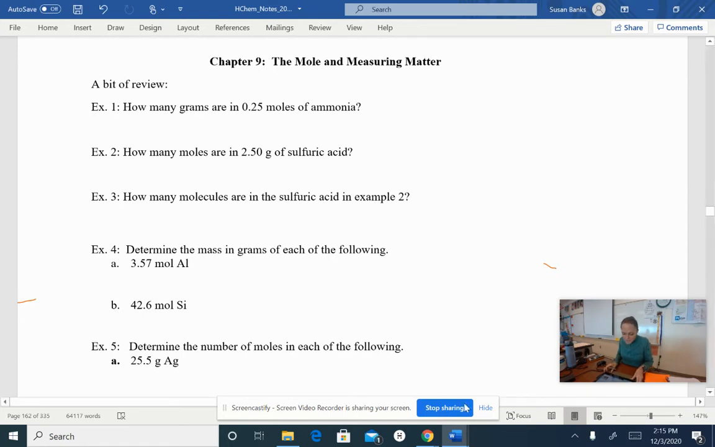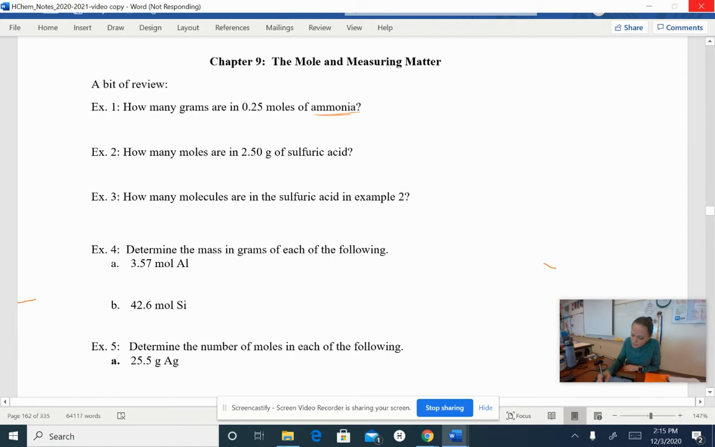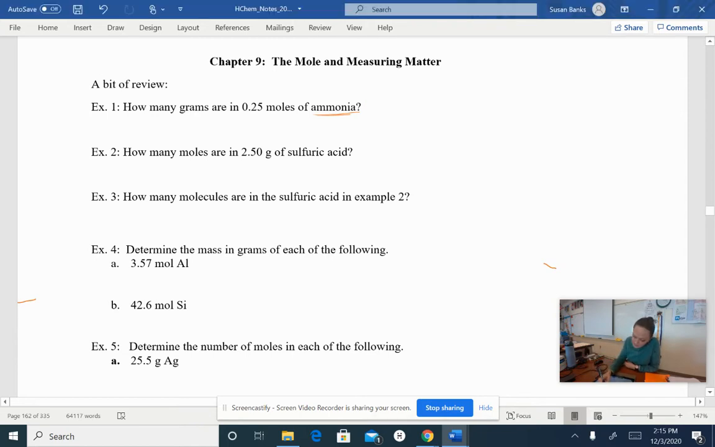How many grams are there in 0.25 moles of ammonia? Okay, so the thing I'm going to expect you now to do is we've got names. I'm not just giving you formulas, I'm giving you names. Ammonia is a common name that I'm expecting you to know. So ammonia is NH3, if you remember our common name.